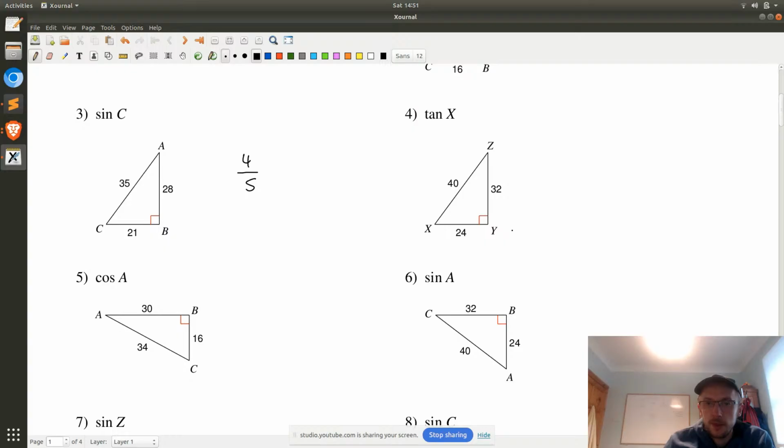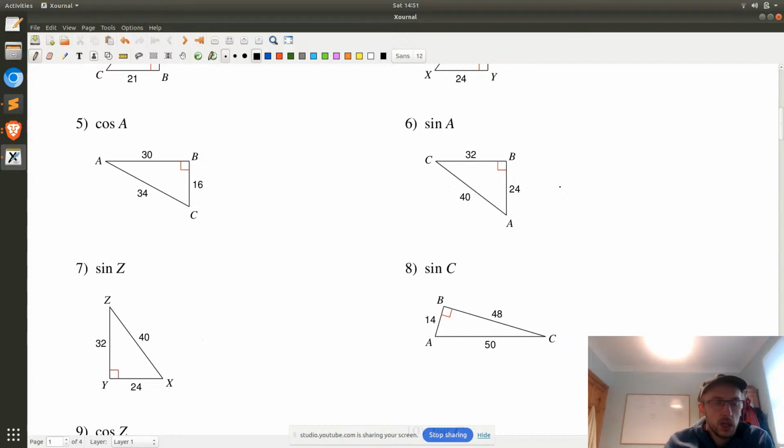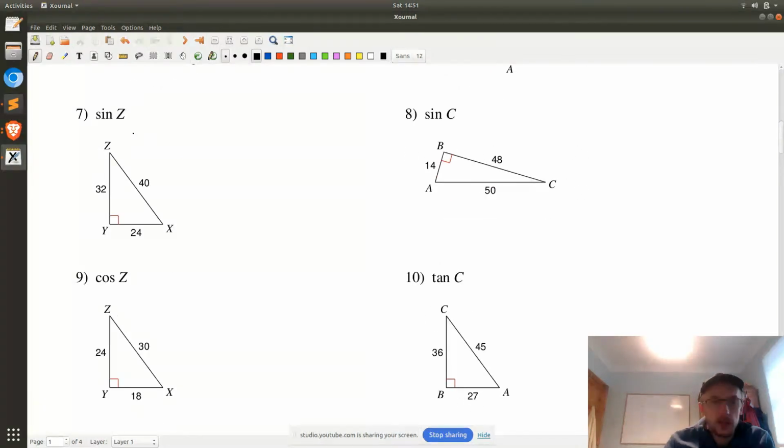Tangent, 32 over 24, that reduces to 4 over 3. Cosine of A, that'll be 30 over 34, which reduces to 15 over 17. Sine of A would be opposite over hypotenuse, 32 over 40, which reduces to 4 over 5. Sine of Z is opposite over hypotenuse, so 24 over 40, which reduces to 3 over 5.